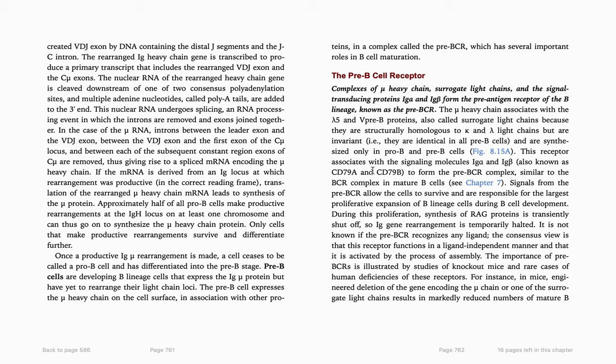This receptor associates with a signaling molecule Ig alpha and beta, also known as CD79A and CD79B, to form the pre-B cell receptor complex, similar to the B cell complex in mature B cell. Signals from the pre-B cell receptor allow the cell to survive and are responsible for the largest proliferative expansion of B lineage cell during B cell development.